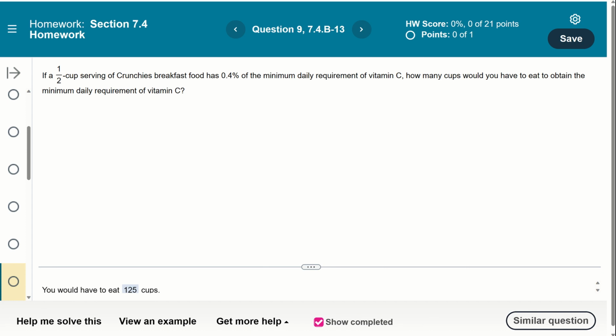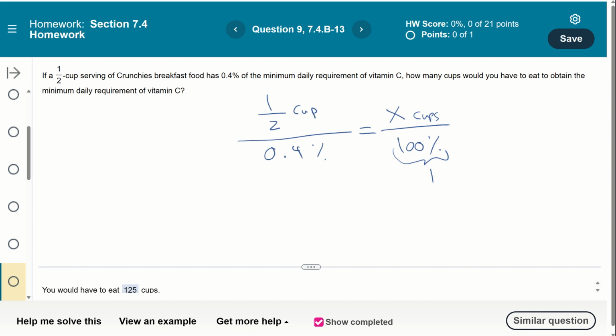So we say 1/2 cups is to 0.4% as how many cups is to 100%, like that. So first of all, notice this 100% is just 1, right? So we can make it simple.